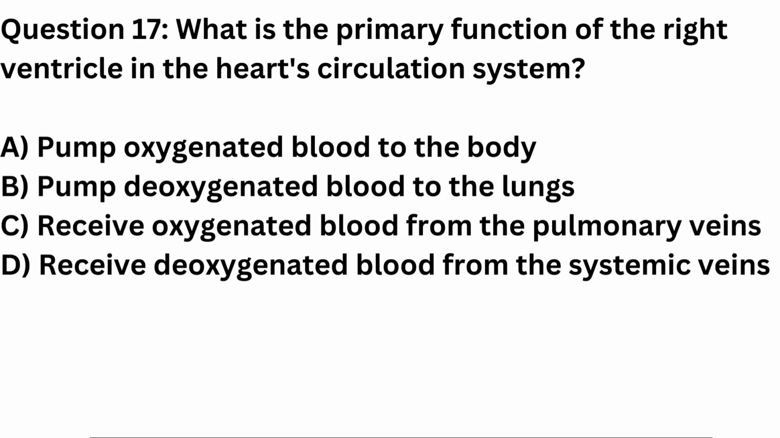Question 17. What is the primary function of the right ventricle in the heart's circulation system? A. Pump oxygenated blood to the body. B. Pump deoxygenated blood to the lungs. C. Receive oxygenated blood from the pulmonary veins. D. Receive deoxygenated blood from the systemic veins. Correct answer, B. Pump deoxygenated blood to the lungs.